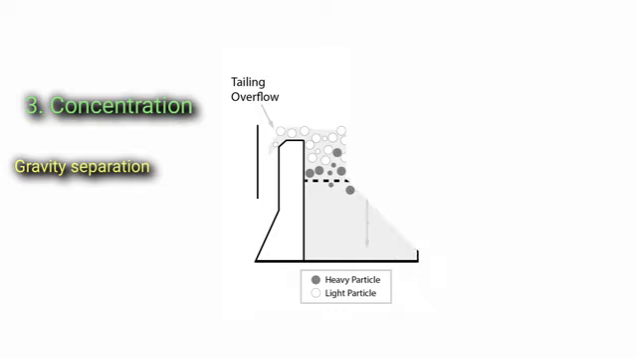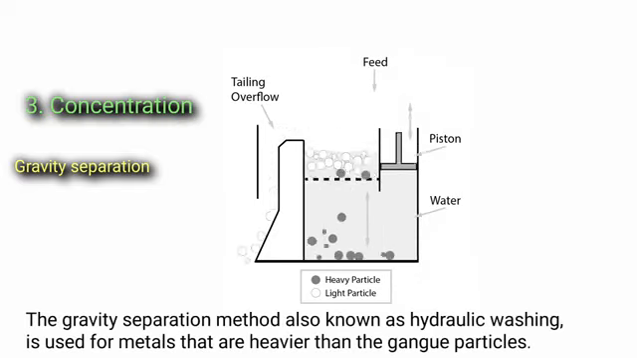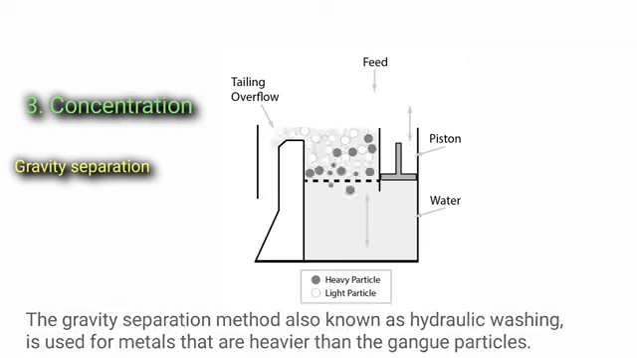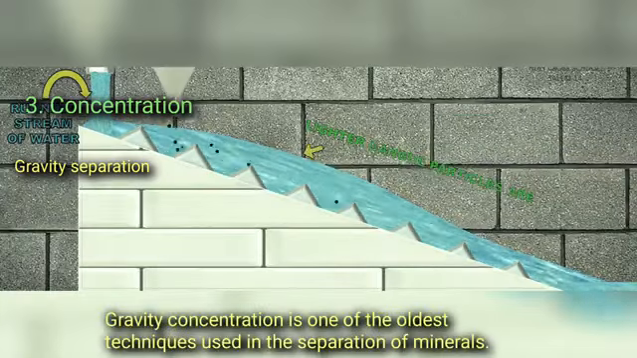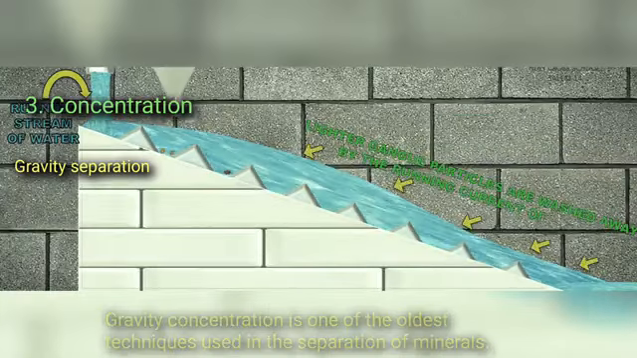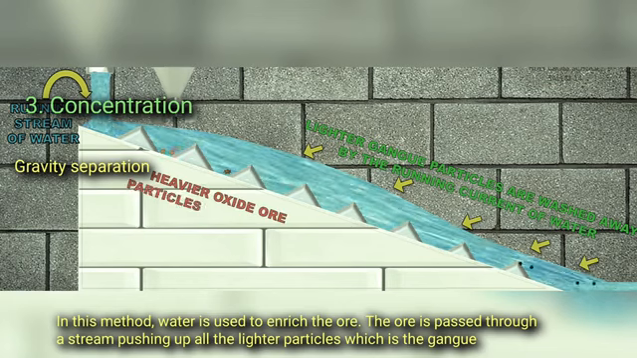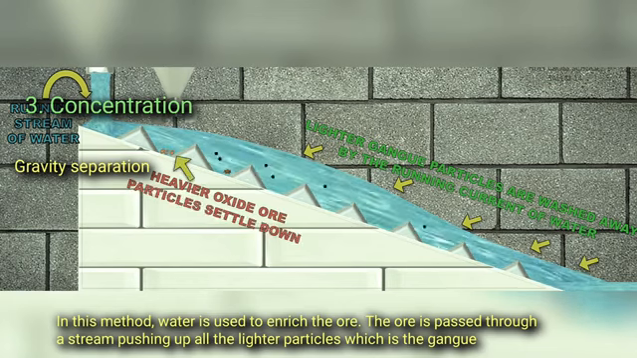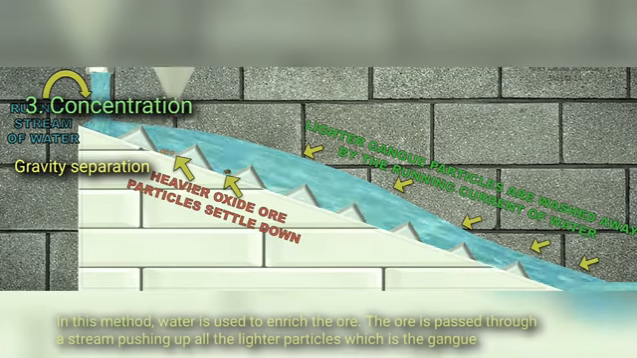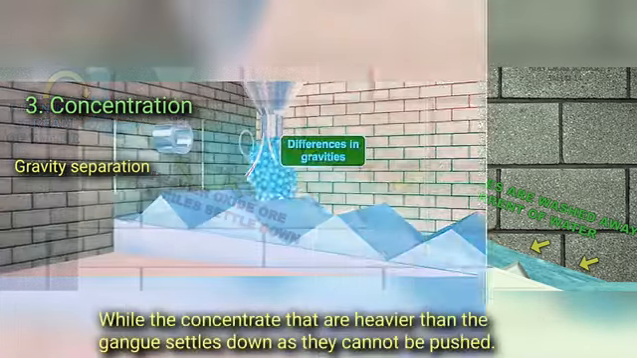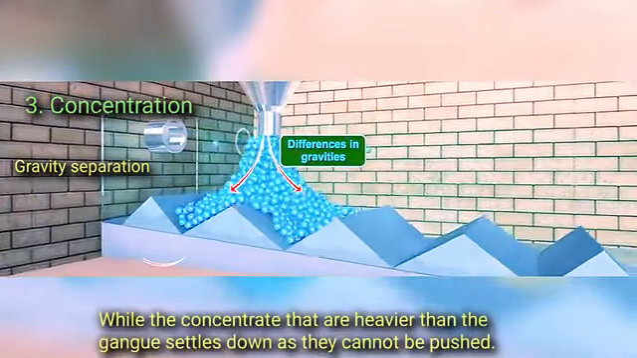Gravity separation. The gravity separation method, also known as hydraulic washing, is used for metals that are heavier than the gangue particles. It uses the difference in the density of minerals as the concentrating agent. Gravity concentration is one of the oldest techniques used in the separation of minerals. In this method, water is used to enrich the ore. The ore is passed through a stream pushing up all the lighter particles, which is the gangue, while the concentrates that are heavier than the gangue settle down as they cannot be pushed.